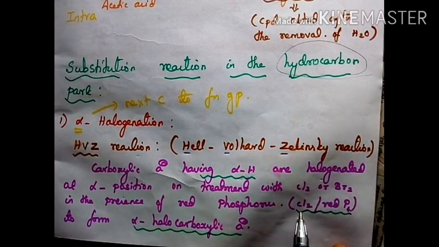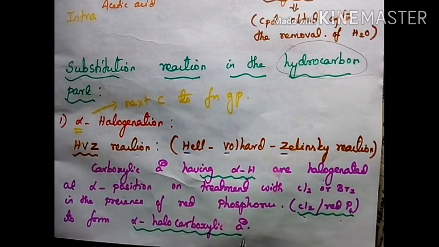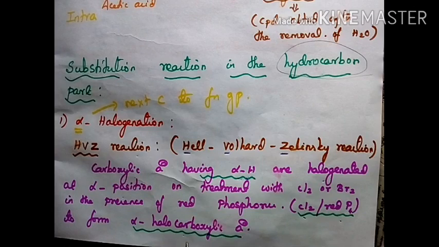What is the halogenating reagent? If bromination takes place, it means bromine. Chlorination means chlorine, in the presence of red phosphorus. The product obtained is an alpha halo carboxylic acid. Alpha chloro, alpha bromo. In that manner we have to name the product.